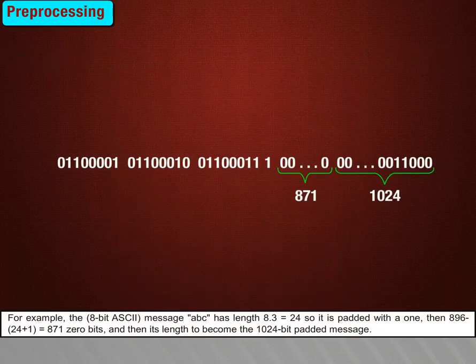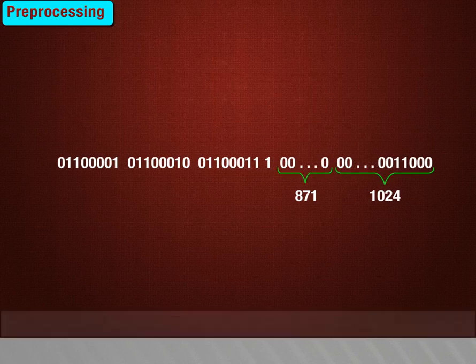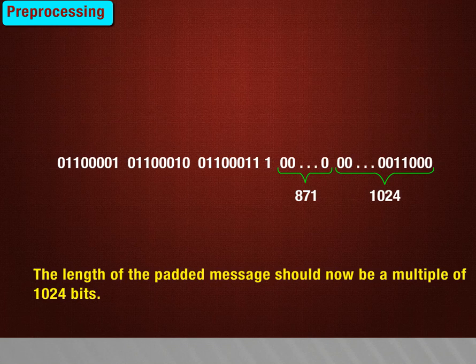For example, the 8-bit ASCII message ABC has length 8 times 3, which is equal to 24, so it is padded with a 1, then 896 minus (24 plus 1), which is equal to 871 0 bits, and then its length, to become the 1024-bit padded message. The length of the padded message should now be a multiple of 1024 bits.